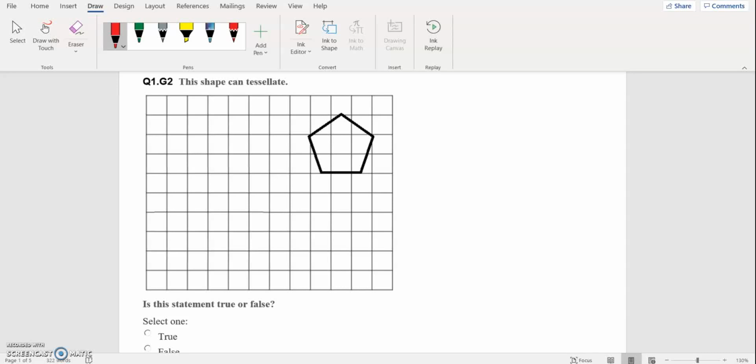Geometry progress check for GCSE Foundation. This is 4.1, focusing on shape properties and calculations. The first question is asking, this shape can tessellate, so it is a statement. Is this statement true or false?